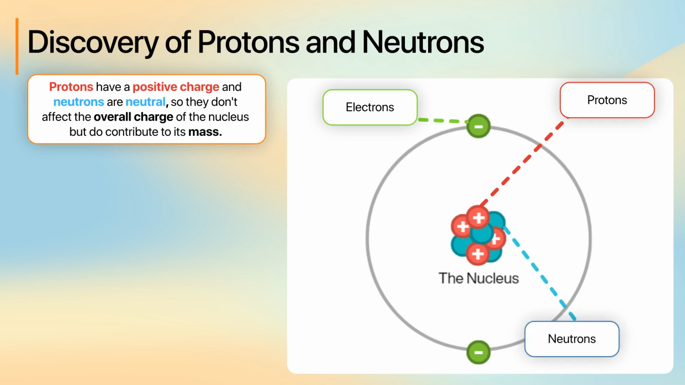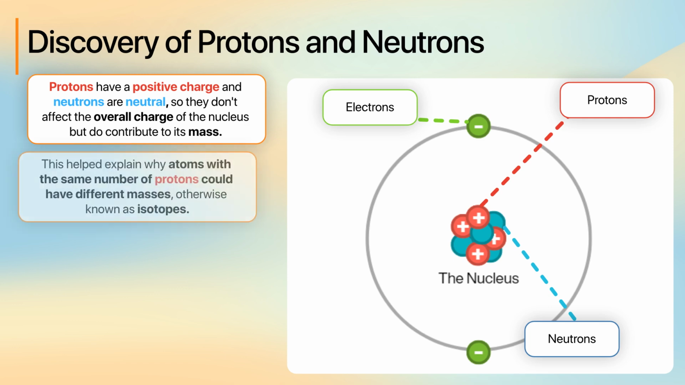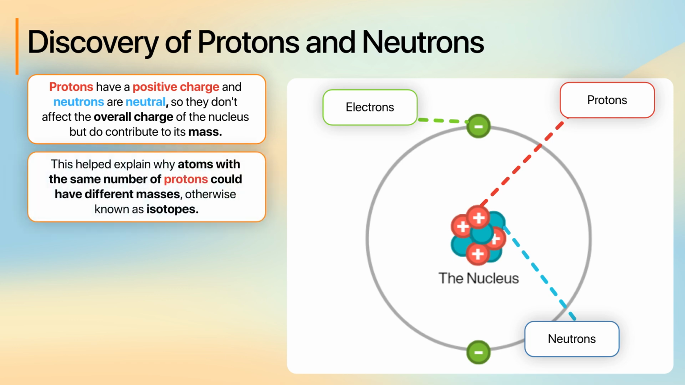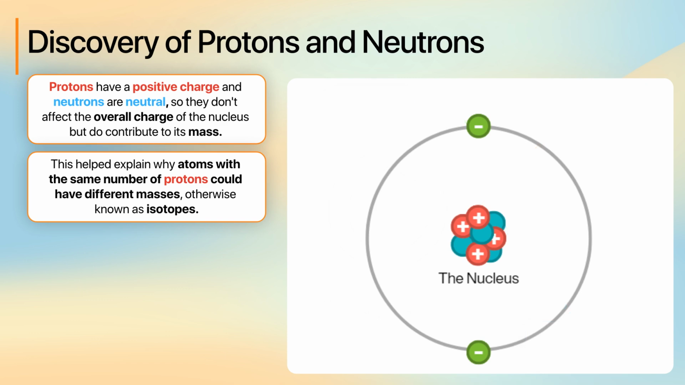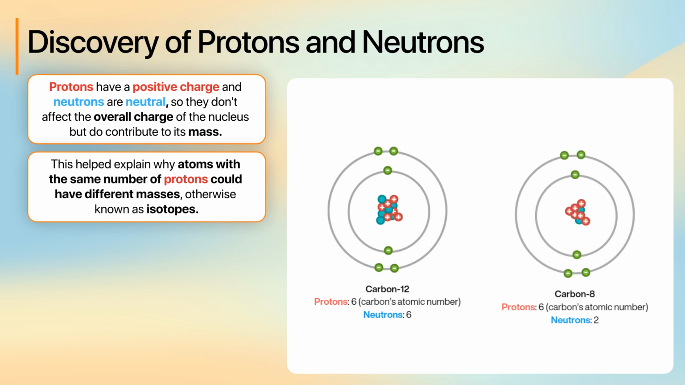They have no charge. This means they don't affect the overall charge of the nucleus, but do significantly contribute to its mass. This understanding helped explain why atoms with the same number of protons, the same element, could have different masses, a phenomenon we now understand as arising from the different isotopes of the element. For example, carbon-12 and carbon-8 both have 6 protons, but carbon-12 has 6 neutrons, while carbon-8 has only 2 neutrons. The difference in neutrons between these isotopes explains the difference between a mass of 12 and a mass of 8.